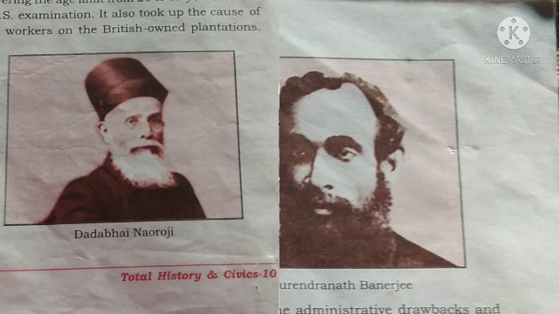Different sessions of the Congress were held during this period, and the first and second sessions are the most important. The first session was held in 1885 in Mumbai with W.C. Banerjee as chairperson. The second session was held in 1886 in Kolkata, and Dadabhai Naoroji was the chairperson of this session. So this is about the lesson.